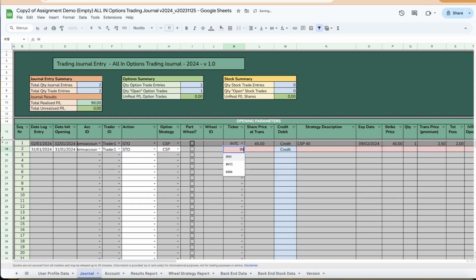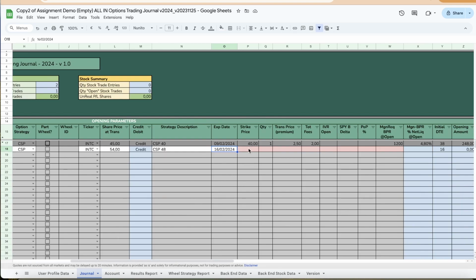Again, Intel. Let's say the share price at this moment of the transaction was 45. The stock has gone up a little bit, and I've sold the cash secured put with, let's say, a strike price of $48, and the expiration date, let's put it on the 16th of February. So a rather short time frame, but nevertheless for this demo that's quite all right. The strike price, like I said, was 48. The quantity is 1, and I got a premium of $3 for this one.